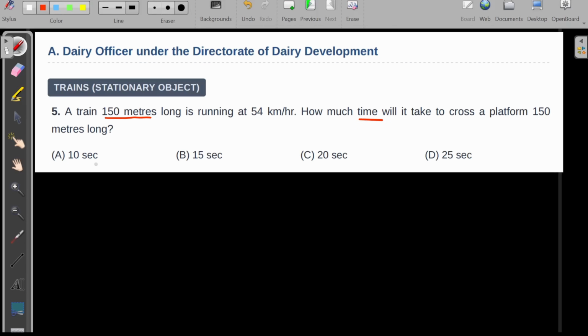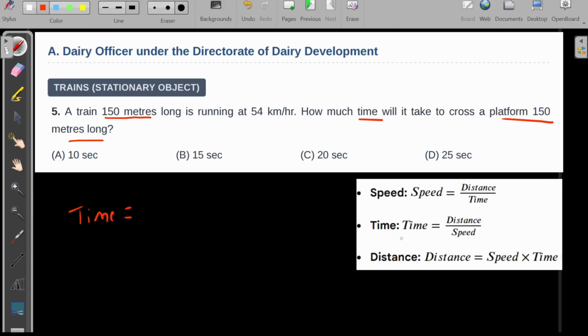The options are given: is it 10, 15, 20 or 25 seconds it takes for the train to cross a platform that is 150 meter long? We need to find the time. So we need to know the formula. And I'll be using this formula, which is time equals distance over speed. So I can write distance over speed.